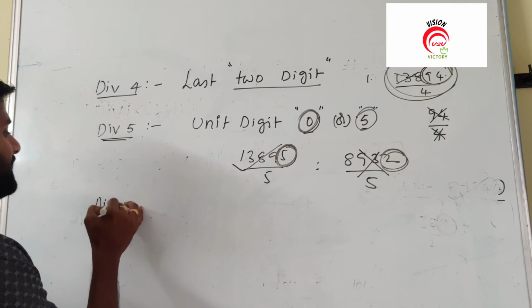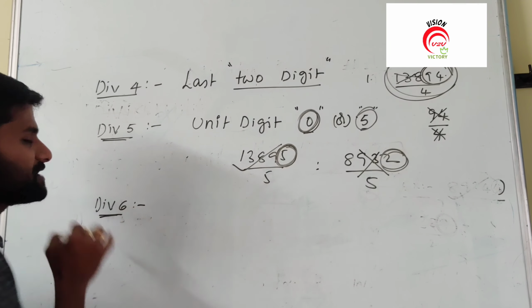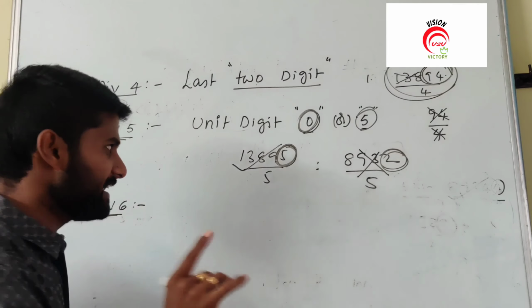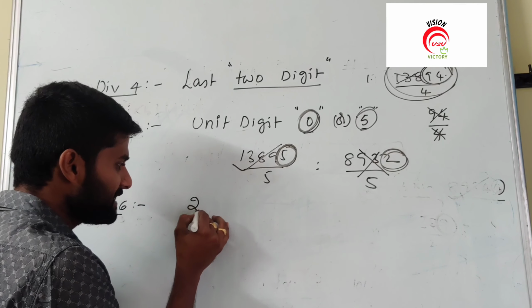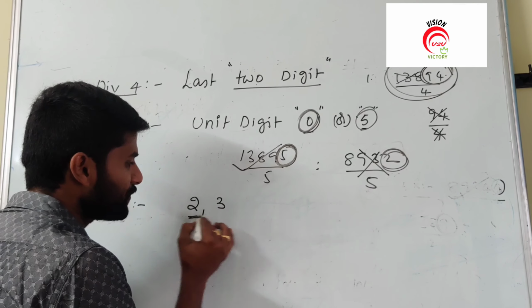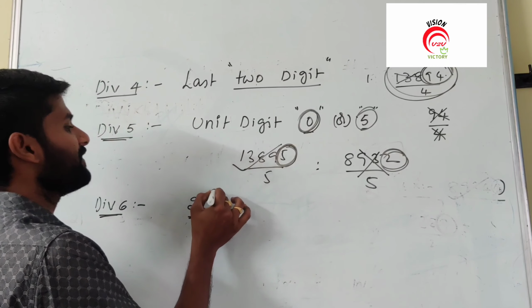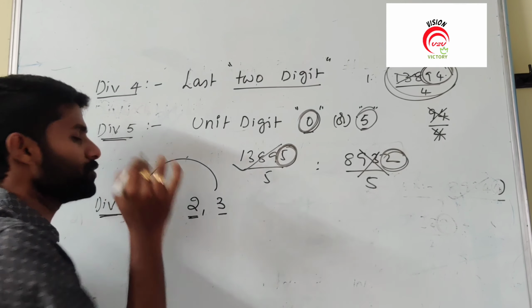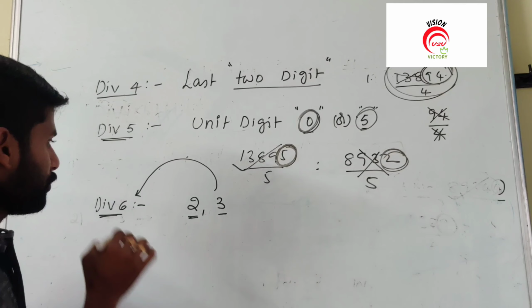Next, divisible by 6. So what does the rule say for divisible by 6? If any number satisfies both rule 2 and rule 3, that is, it is divisible by 2 and by 3, definitely that number is also divisible by 6. Clear? See, focus on this one.